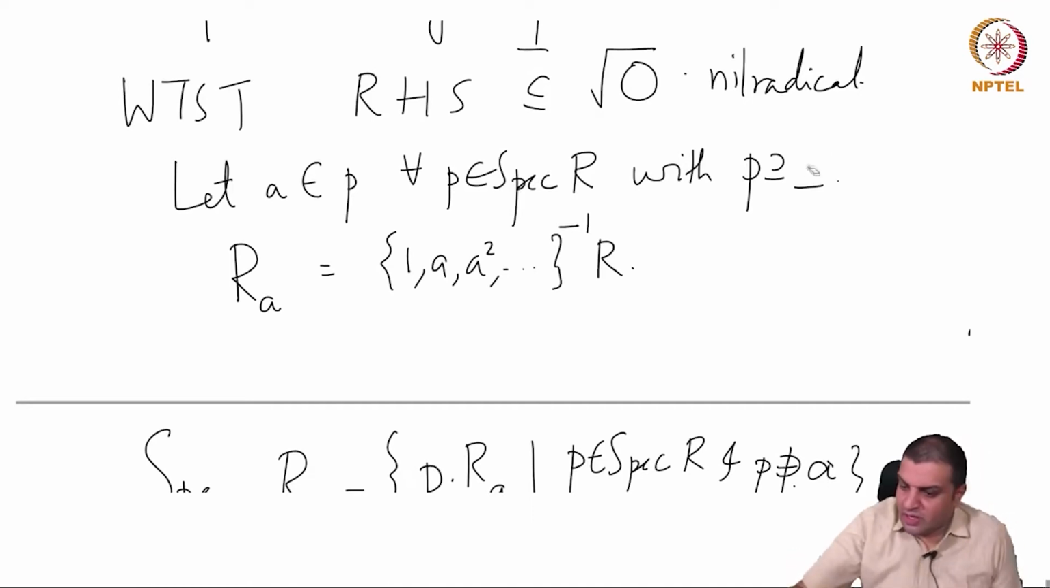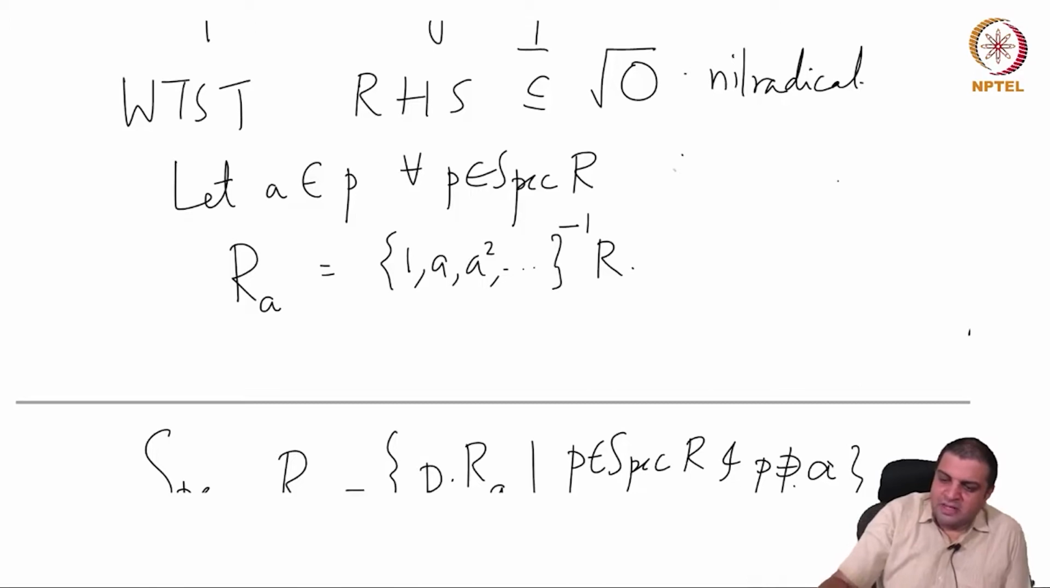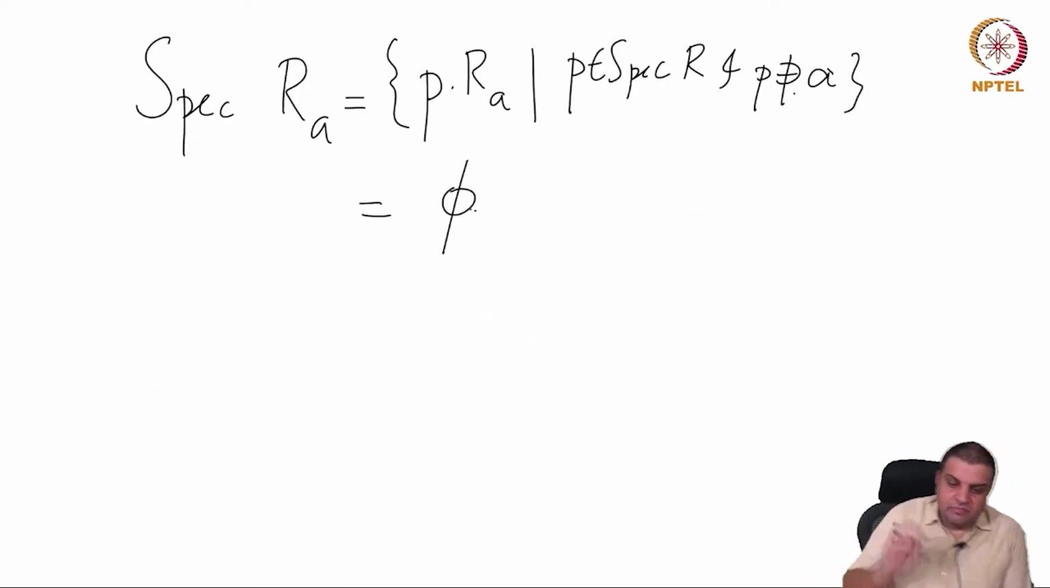I'm sorry, there is no I here. P in Spec R. Yeah, sorry, I made a mistake. I've already reduced it to the case where I is 0. So P contains 0. So okay, let A be in the set, which now implies that this is the empty set.